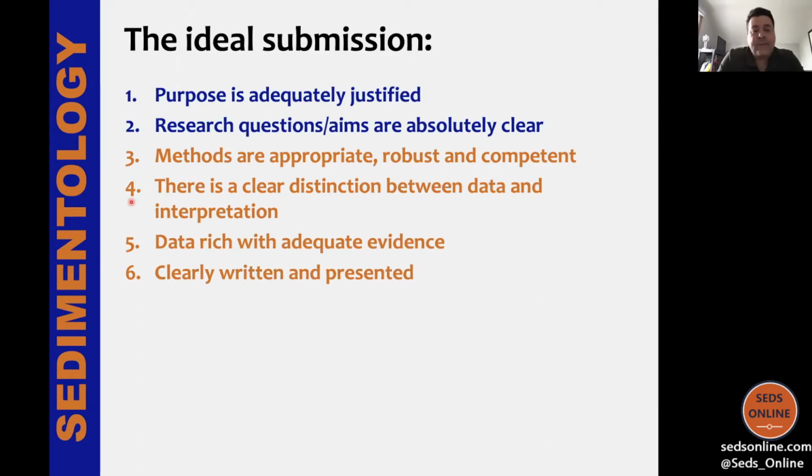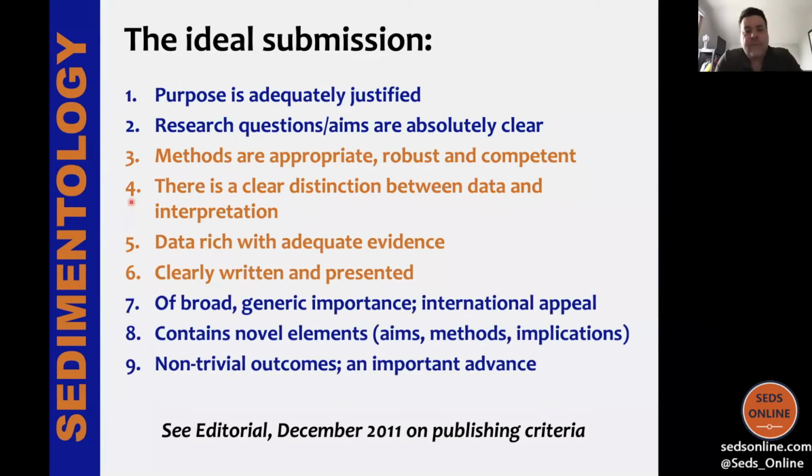Is the manuscript data rich with adequate evidence, and is it clearly written and presented? And we've touched on this point already. Is the subject of broad generic importance? Is it internationally appealing? This last point of international appeal is more important for some journals than others. For Sedimentology, this is a prerequisite for publication in the journal. And does the paper contain novel elements, such as the aims, methods, and the implications of the research, so that the outcomes are non-trivial? Is it an important advance in the discipline?